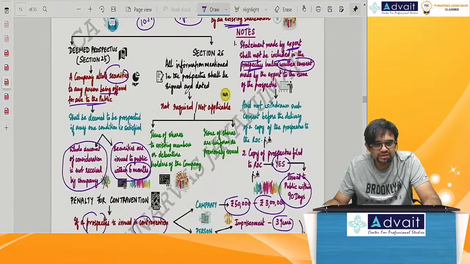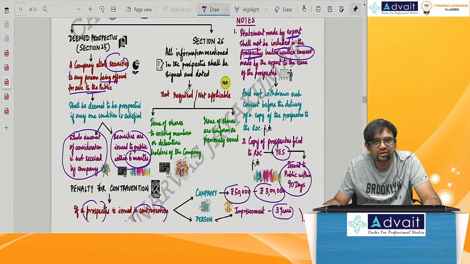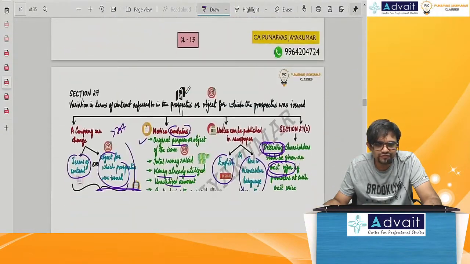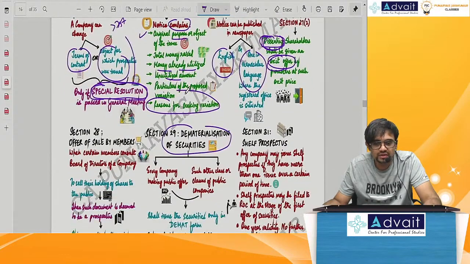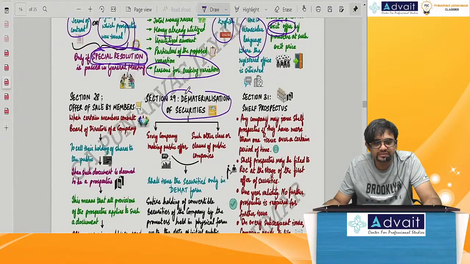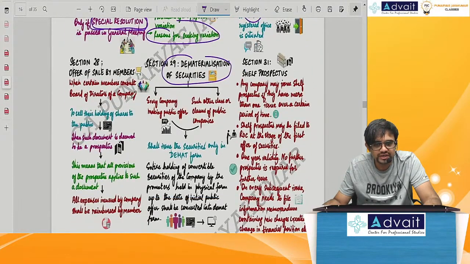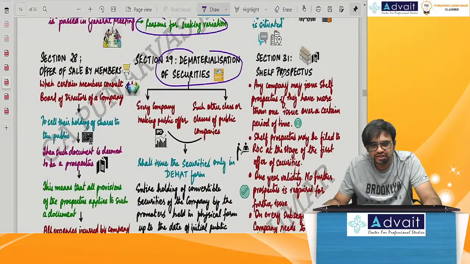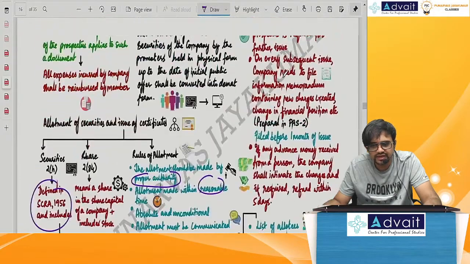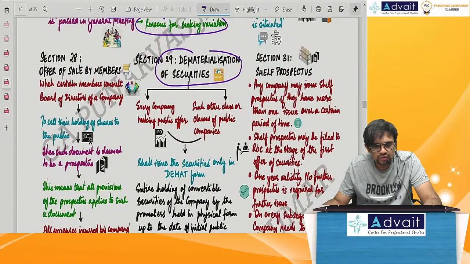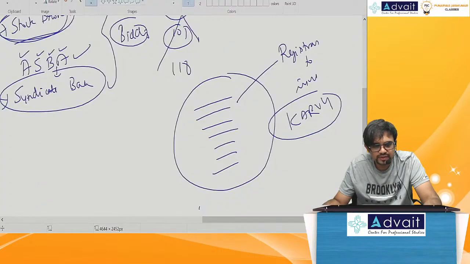Coming to the deemed prospectus, so of course if I give the prospectus to the underwriter, then that will be called as a deemed prospectus. That is one part of it. On the other hand, we have couple of other types of prospectus that we need to study today, and that is called as the shelf prospectus and the red herring prospectus. So what is red herring prospectus?